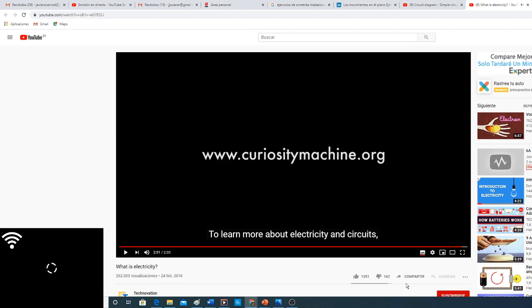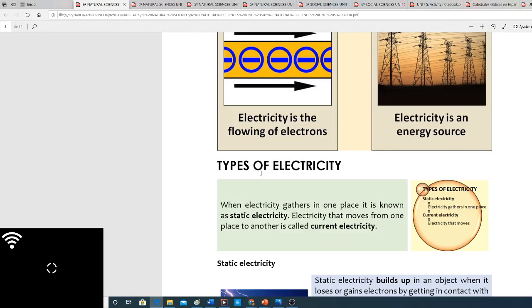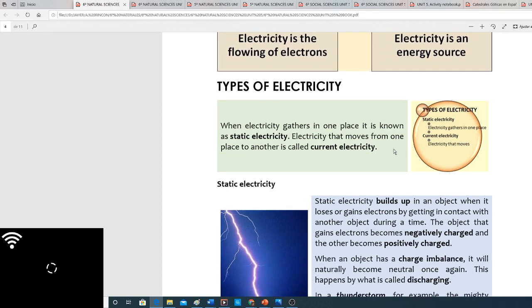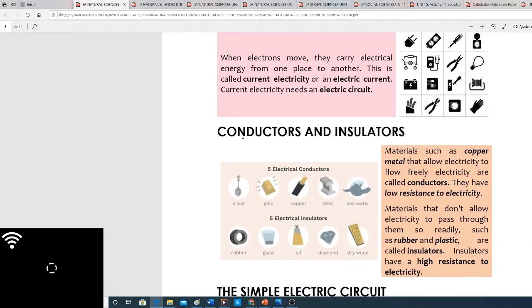So this is the basics of electricity. And now go back to our text part. So electricity is the flow of electrons, and electricity is an energy source. We're repeating. And now we have two different kinds of electricity: static electricity and current electricity. And along with it, we have two different materials: conductors and insulators.